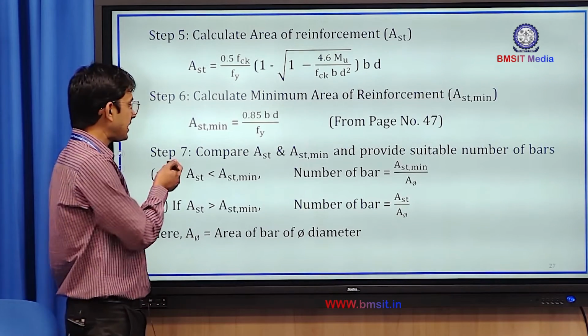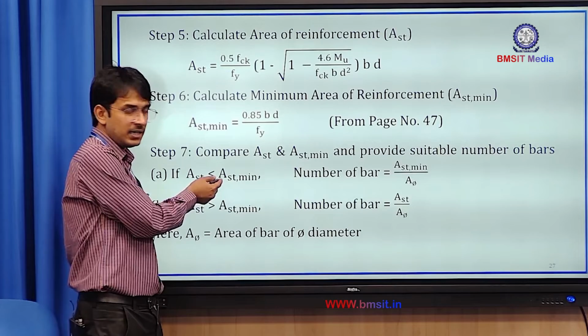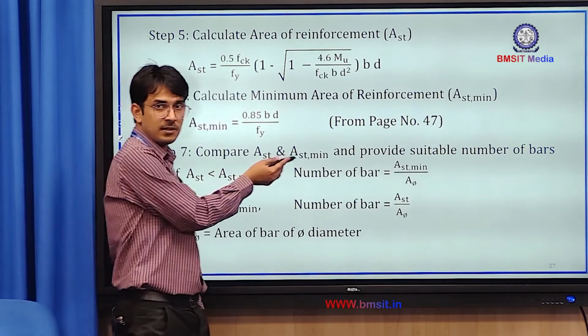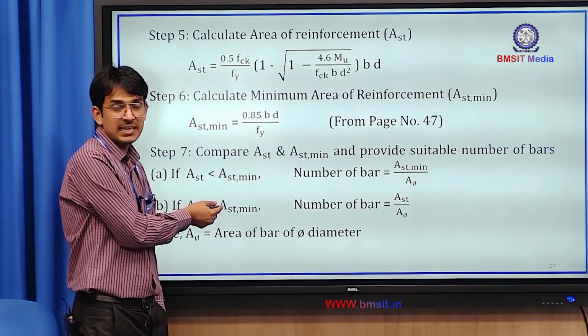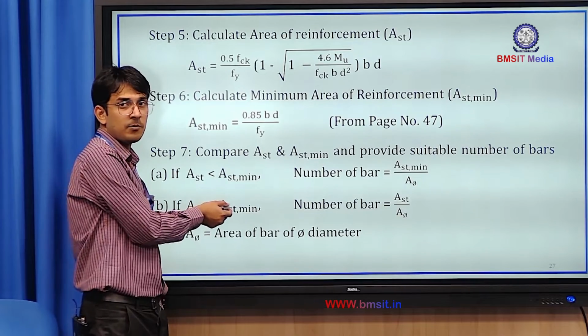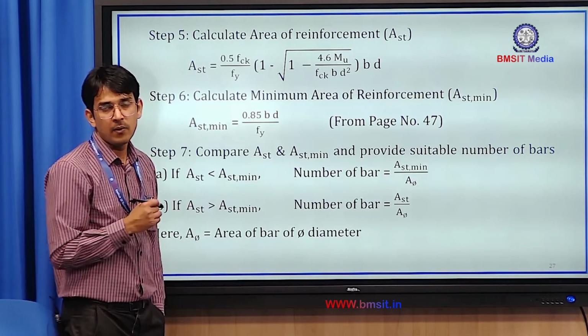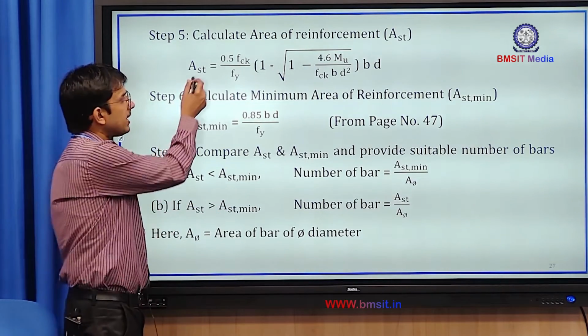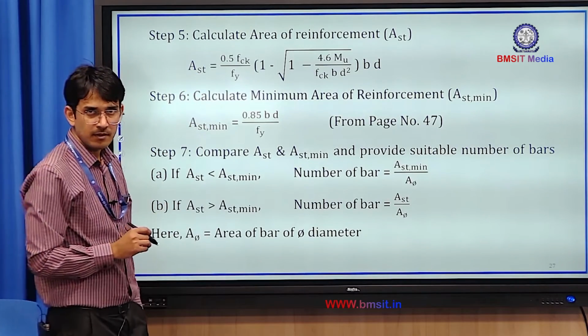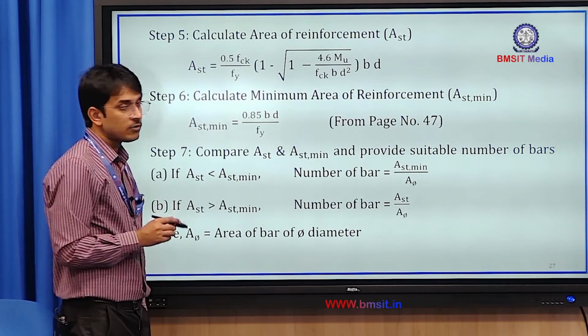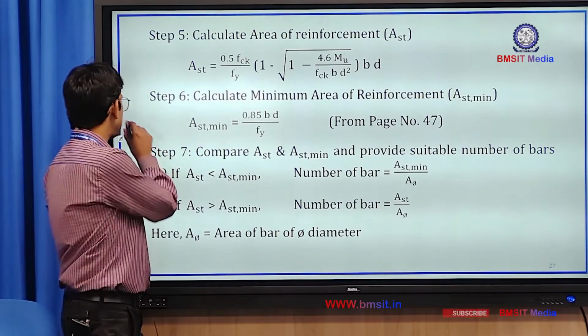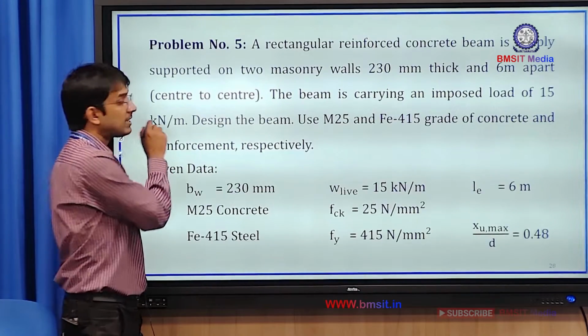On the basis of that we calculate the number of bars. If the Ast is lesser than the Ast minimum, in that case we will provide the Ast minimum, or if the Ast is greater than the Ast minimum, then we calculate the number of bars using the Ast. So overall we will take the maximum value between the Ast and Ast minimum, and on the basis of that we will calculate the number of bars. So this is how we will design the beam.